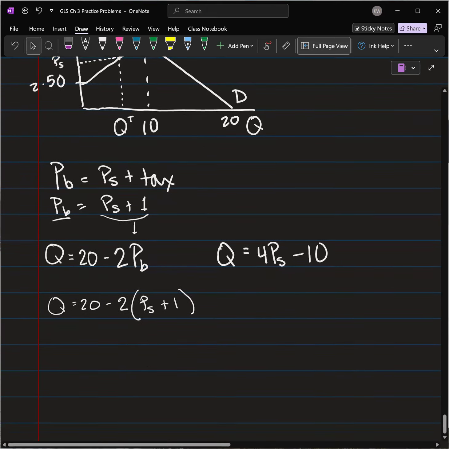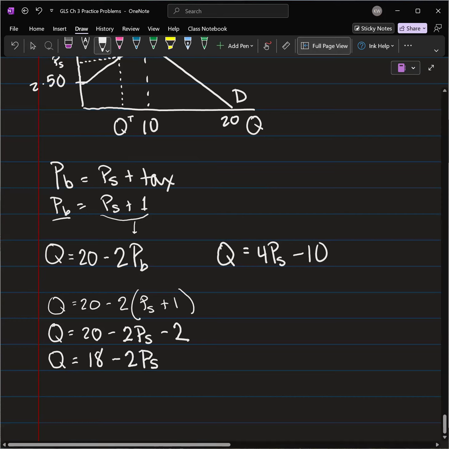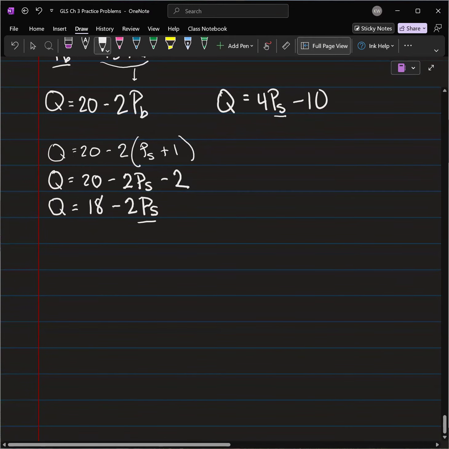And then we're just going to simplify. So we're going to distribute that -2. So we get that quantity demanded is equal to 20 minus 2 times the price that sellers receive, minus 2. And then 20 minus 2 is going to get us 18. So we'll have quantity demanded equal to 18 minus 2 times the price that sellers receive. And now that we have both supply and demand in terms of the price that sellers receive, we can set quantity supplied equal to quantity demanded, and solve for that value.